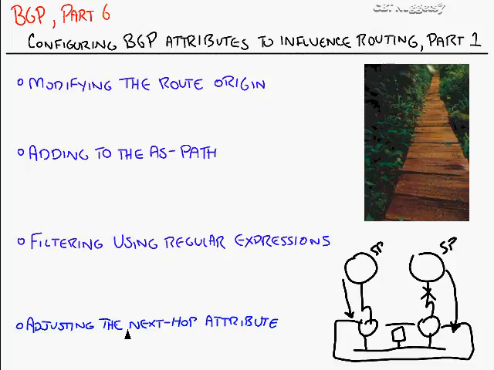Finally, we'll look at adjusting the next hop attribute. Where did this route come from? Where is it going next? What router do I go through? All of those are manipulatable and tweakable using route maps with BGP.